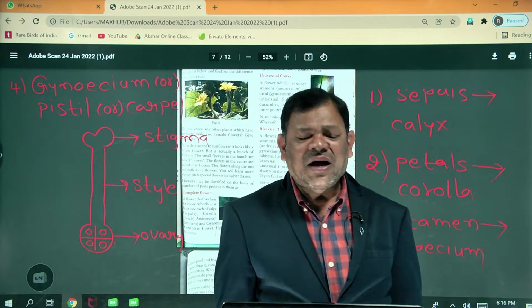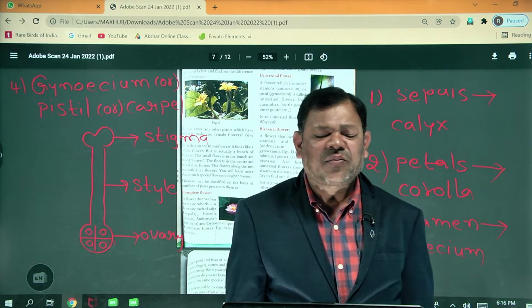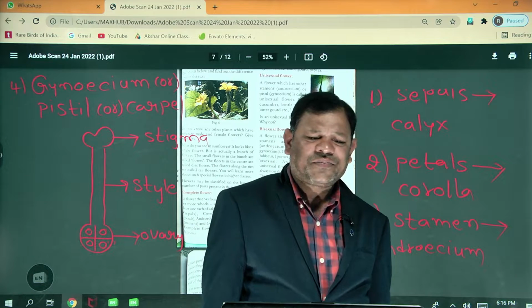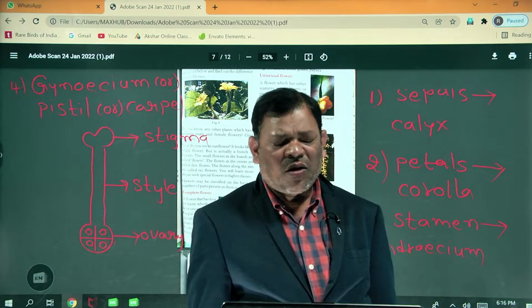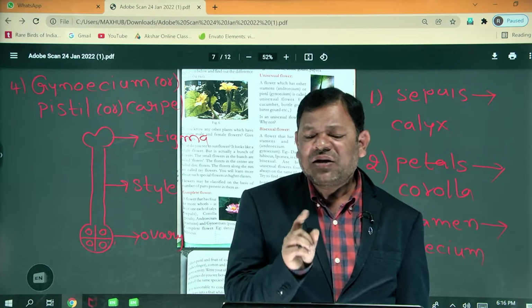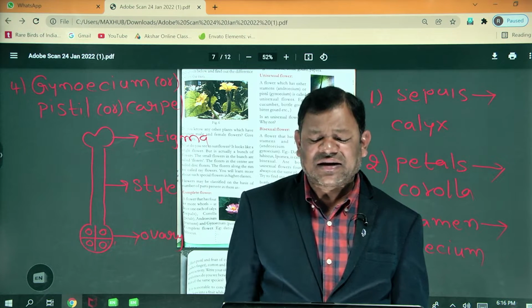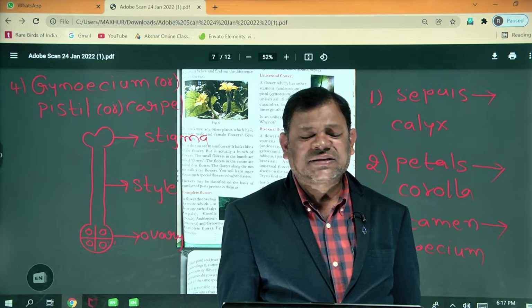Example of the bisexual animals. Bisexual animals are hermaphrodite. Example, earthworm. Do you know earthworm? Yes, sir. Megascolex. This earthworm has both the male reproductive part and female reproductive part present in the single organism. Such types of organisms are called bisexual animals.